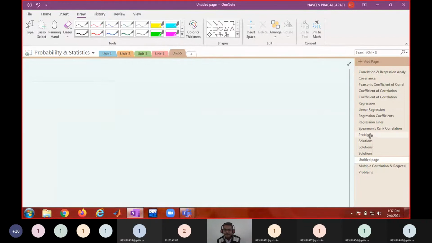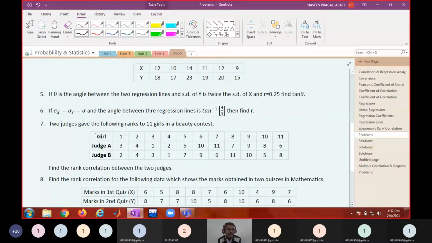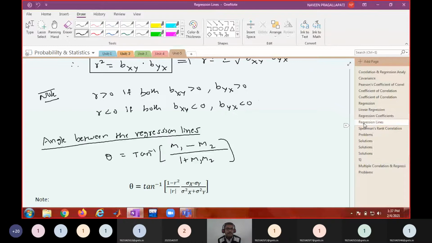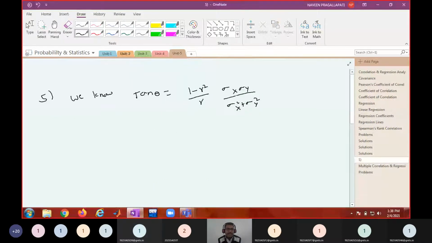Problem number, here I wrote it as 5. So problem number 5. We know tan theta is equal to (1 minus r square by r) into (sigma x into sigma y by sigma x square plus sigma y square). Is this the formula? Yes. Okay.